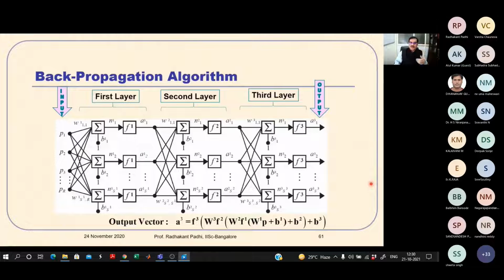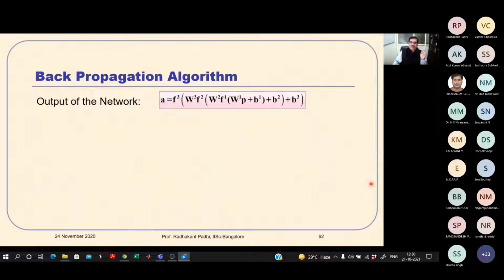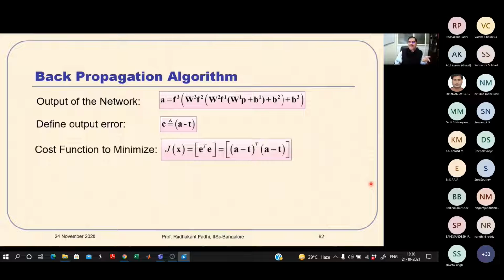So let's denote the target as something else. Instead of A3, we'll call the final output A for simplicity. We'll redefine the error with the output as A, whereas the actual target is T, and the error between them is A minus T. Remember, all these are vector variables now. B is a vector also.